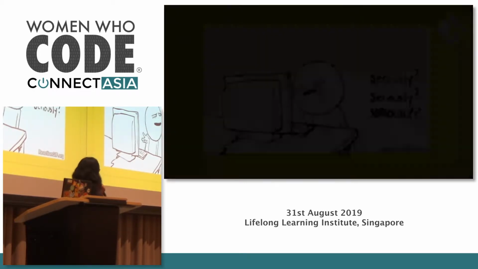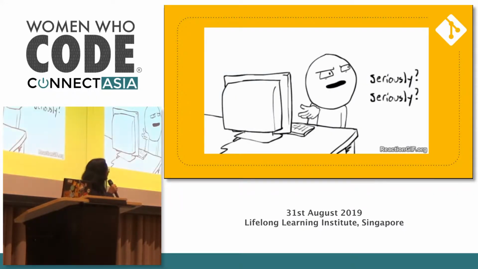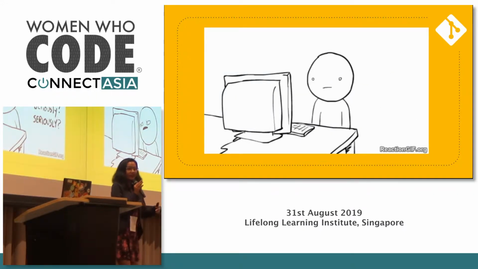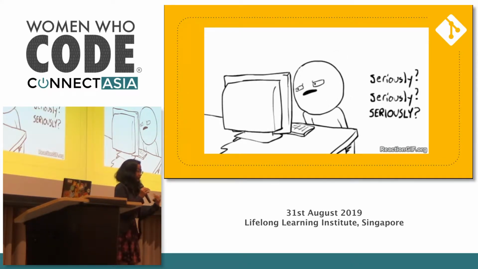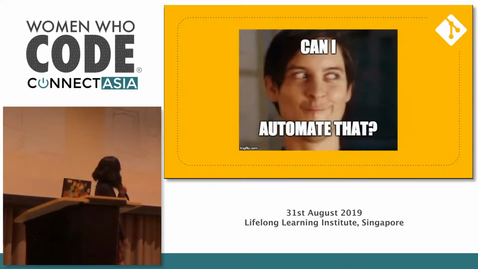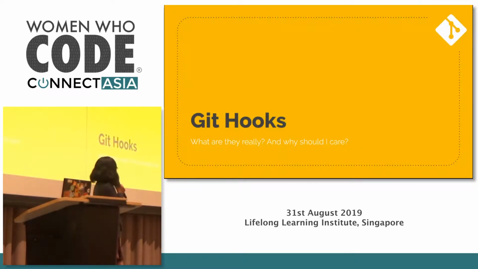So I used linters for it, but the issue I had was I had to run it every time just to check on my code. So I was like, can I automate that? So yes, obviously with Git hooks, which is my talk today.